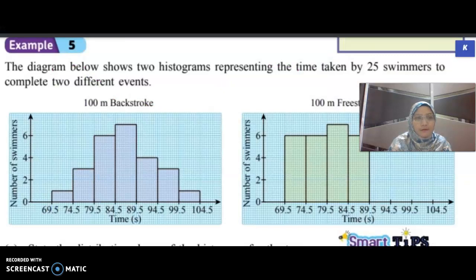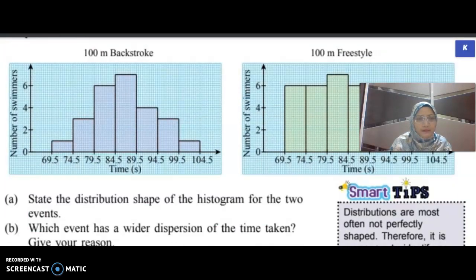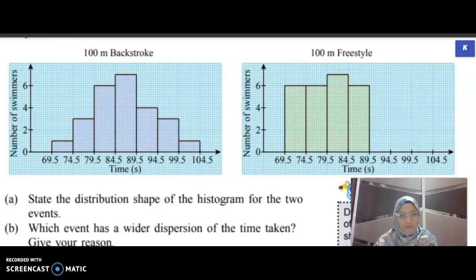Let's see example 5. The diagram below shows two histograms representing the time taken by 25 swimmers to complete two different events. Question A. State the distribution shape of the histogram for the two events. The solution. A. The histogram for the 100-meter backstroke shows a bell-shaped distribution, and for 100-meter freestyle shows a uniform distribution.